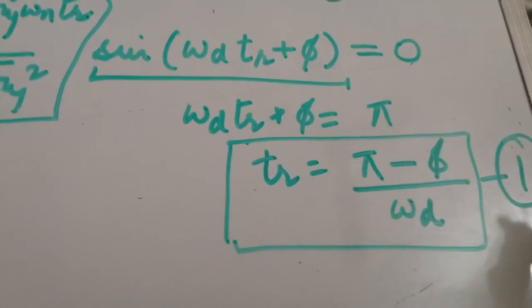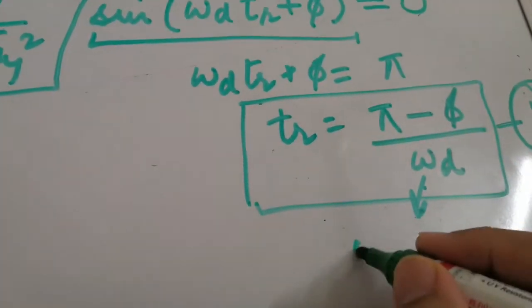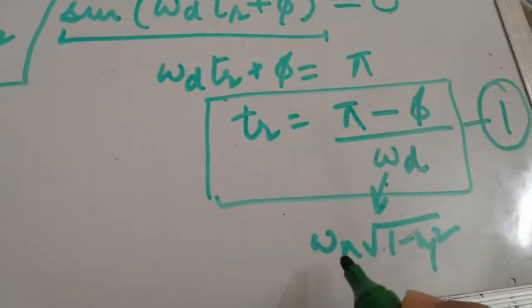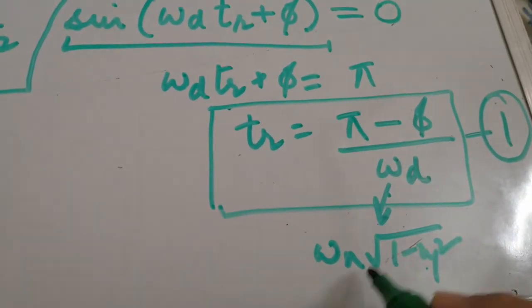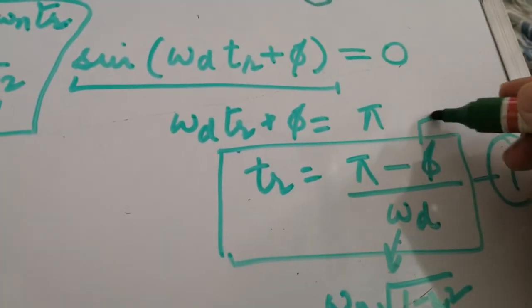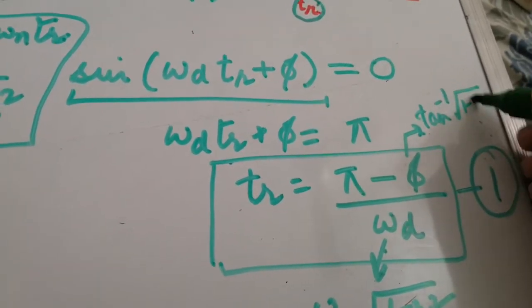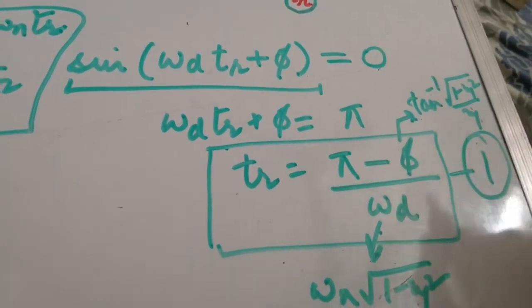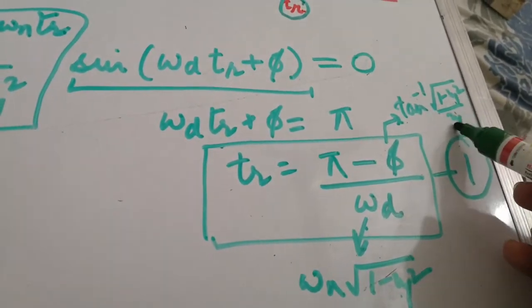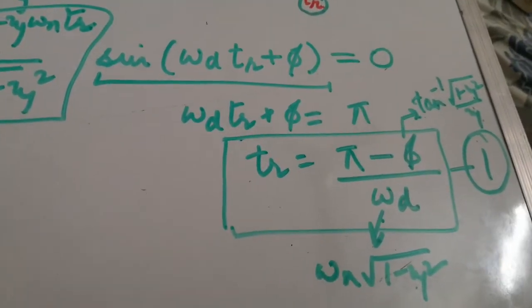numericals again and again. If you all remember, this omega d value is equal to omega n under root of 1 minus zeta square. If we are given the value in terms of omega n and zeta, we are going to replace omega d with this, and the value of phi, as I already discussed, was tan inverse of under root of 1 minus zeta square upon zeta. To calculate this value, we first put the value of zeta here, take the tan inverse, and then we get the value of phi.